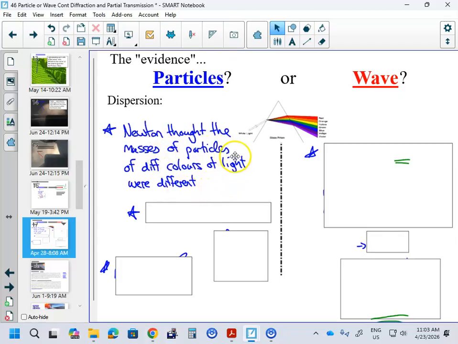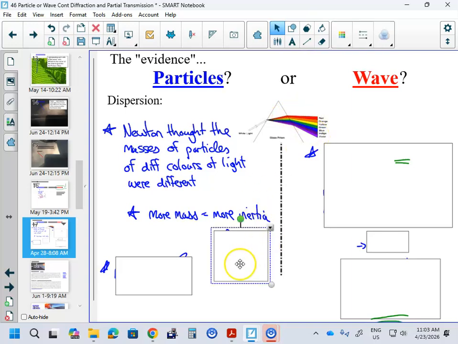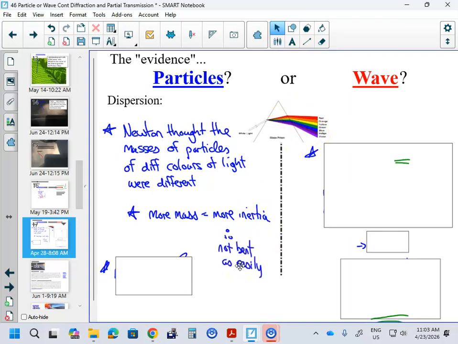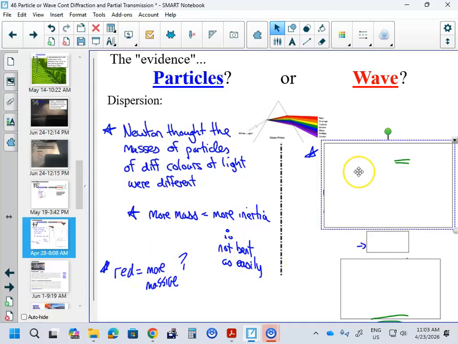So Newton claimed, basically Newton said, oh, that's because masses of particles of different colors of light are different. And so, more mass means more inertia. And so in this case, you'd think like, okay, the red has more inertia, so it didn't bend as much, is the idea that he put forward as to do with it. So all that stuff, right?